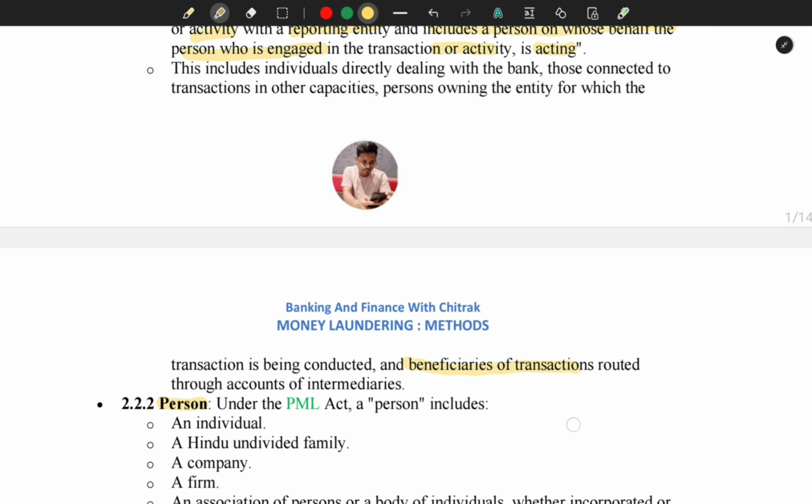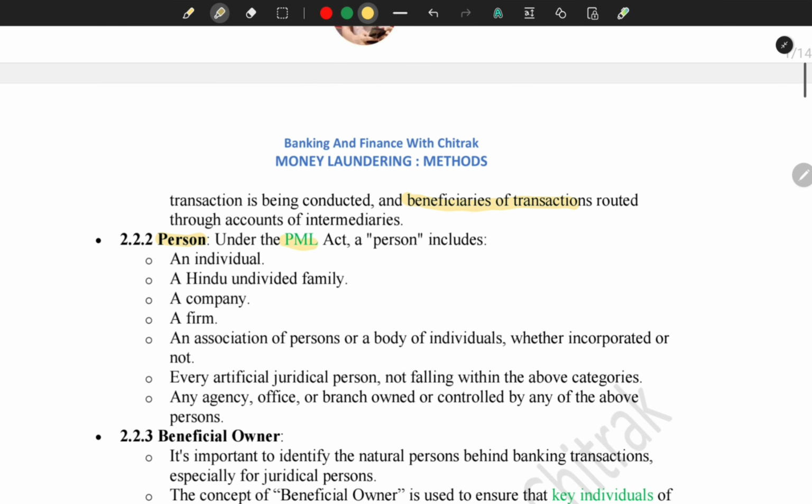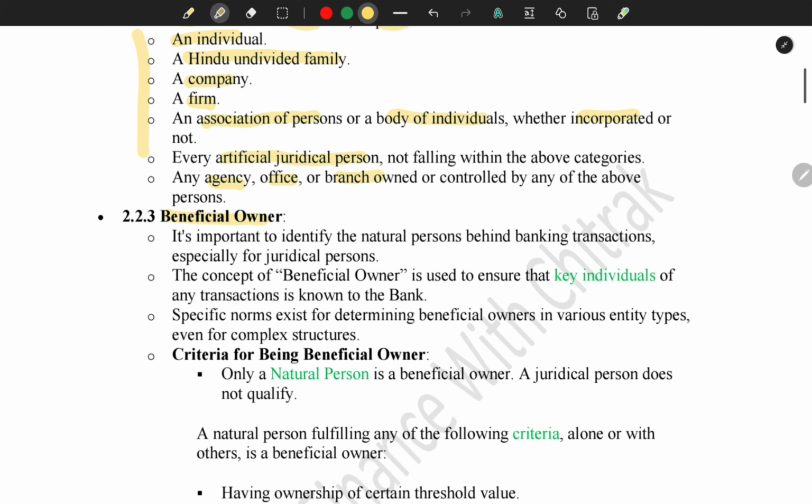Then, person. Under the PML or the Prevention of Money Laundering Act, a person means any individual, an HUF or Hindu undivided family, a company, firm, or association of persons or a body of individuals, whether it is incorporated or not, every artificial judicial person, and any agency, office, or branch owned or controlled by any of the above persons. We have beneficial owner.